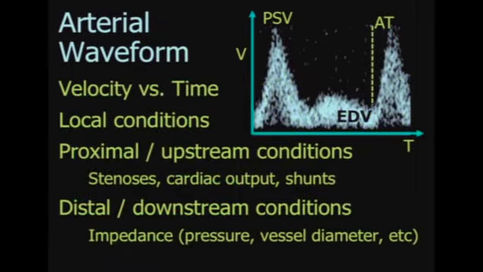Arterial waveforms sometimes give people problems, but really I think it's pretty simple. It's just velocity versus time. It depends upon local conditions, it depends upon proximal and upstream conditions, as well as distal or downstream conditions. But there's only a certain number of measurements you can have. There's a peak systolic velocity, there's an end diastolic velocity, and then there's some measure between the two, and I like to use acceleration time. And really that's all there is. Once you appreciate that and what the different conditions are that can lead to changes, your Doppler examination will become much clearer to you.